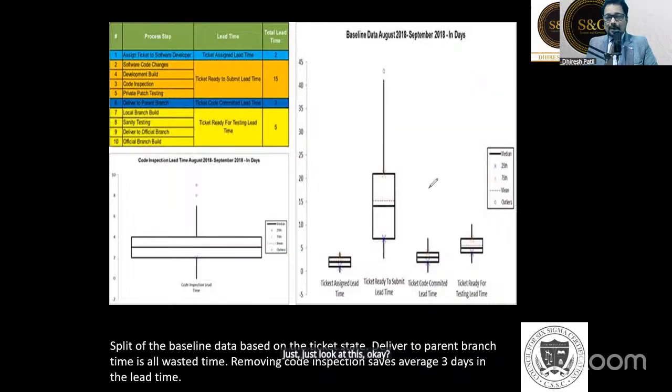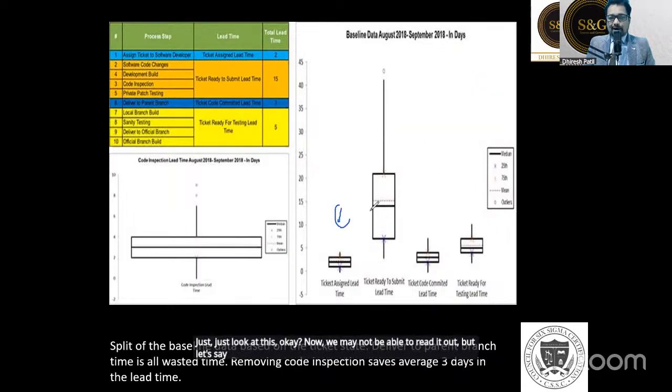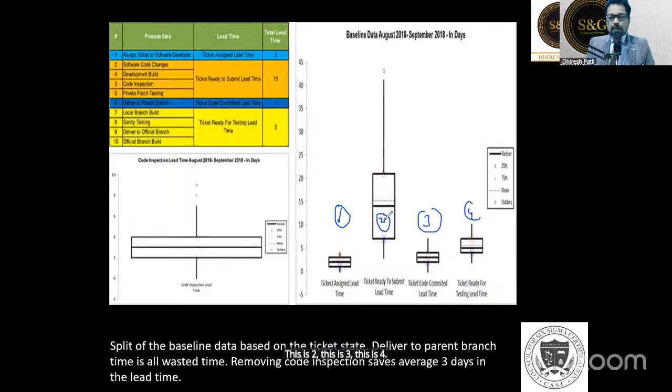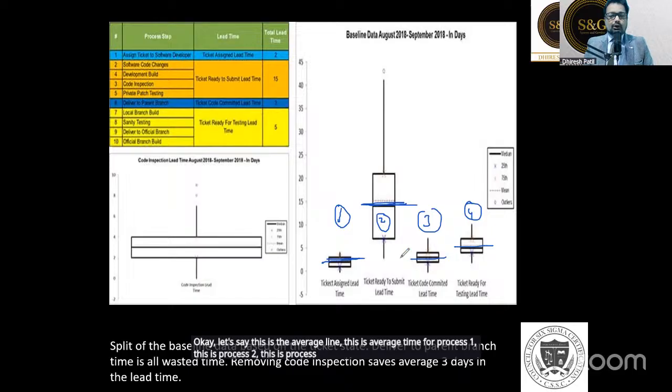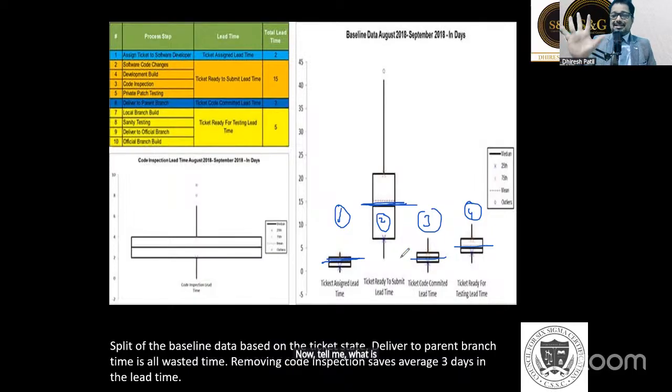Now we may not be able to read it out, but let's say this is process number 1, this is 2, this is 3, this is 4. Let's say this is the average line. This is average time for process 1, this is process 2, process 3, process 4. Now tell me, what is the highest variation and highest average process? Very simple, you can identify process number 2. Correct? Yes or no? So if you plot it in the box plot, you can easily identify.